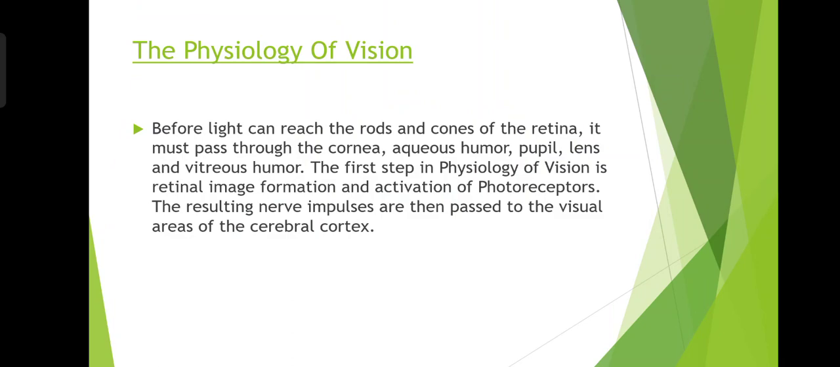Before light can reach the rods and cones of the retina, it must pass through the cornea, aqueous humor, pupil, lens, and then vitreous humor. The first step in the physiology of vision is retinal image formation and activation of photoreceptors. The resulting nerve impulses are then passed to the visual areas of the cerebral cortex.